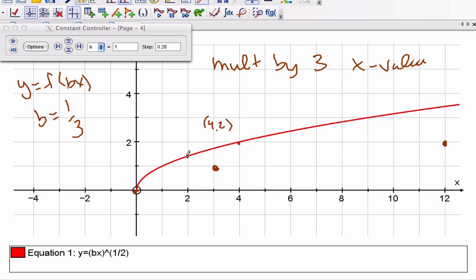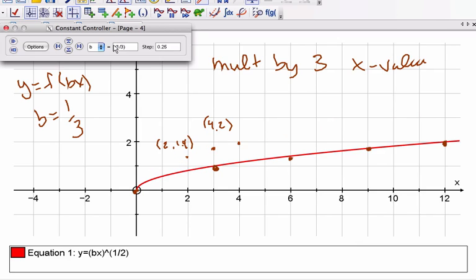Let's say this is 2, 1.4 approximately. Multiply 2 times 3, and I get 6. So it will end up over here. This point here is the point 3. Well, multiply the x value by 3, and I get 9. So it should be about here. So let's change b to 1/3. 1 divided by 3. And you can see it went through those points. It's the x values that get multiplied.